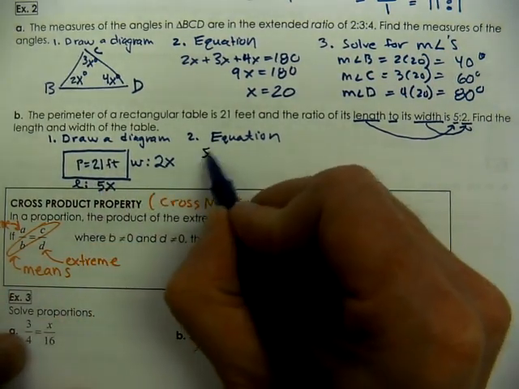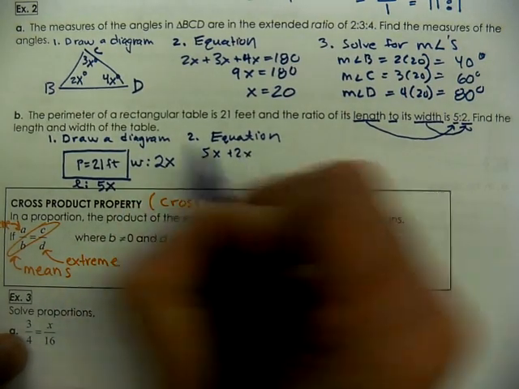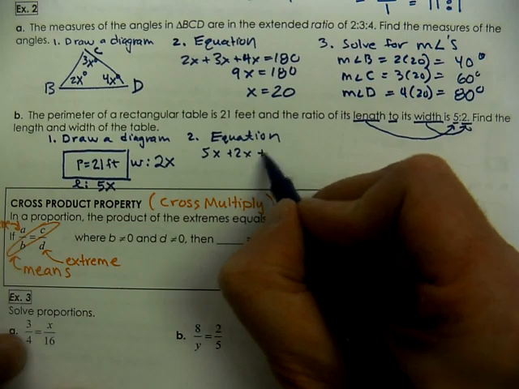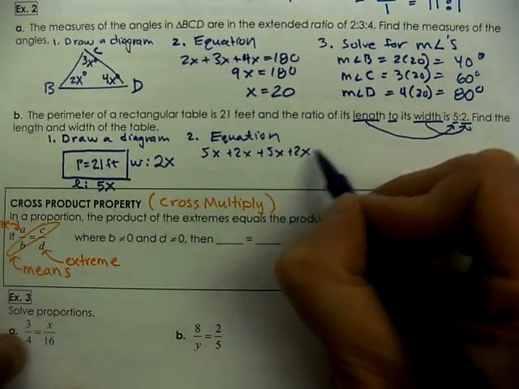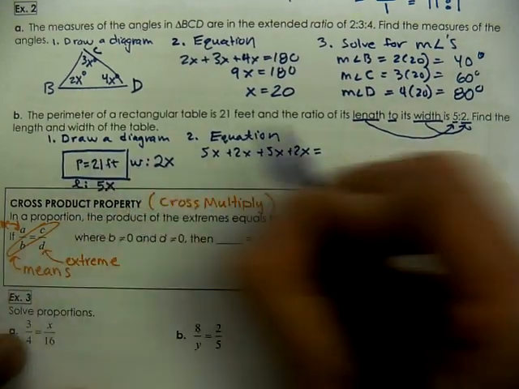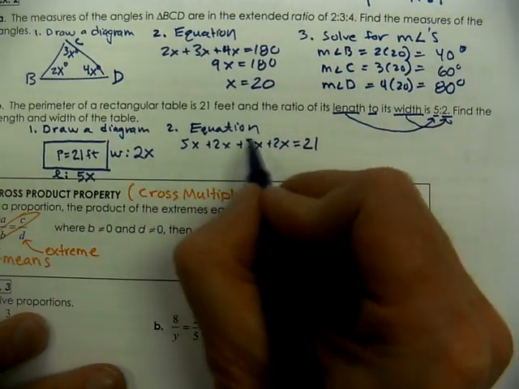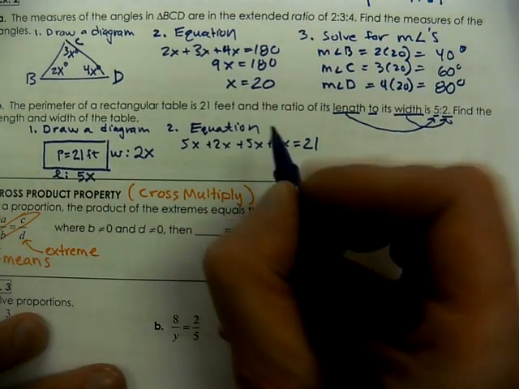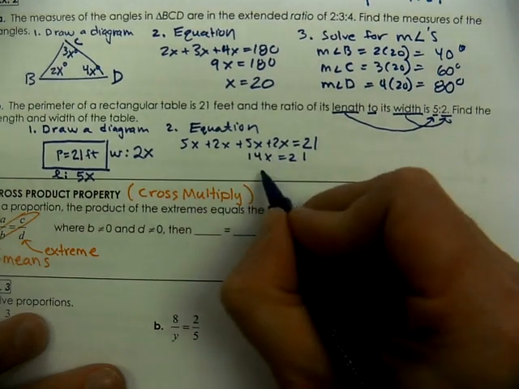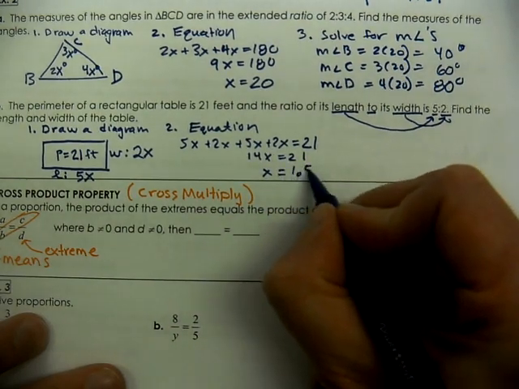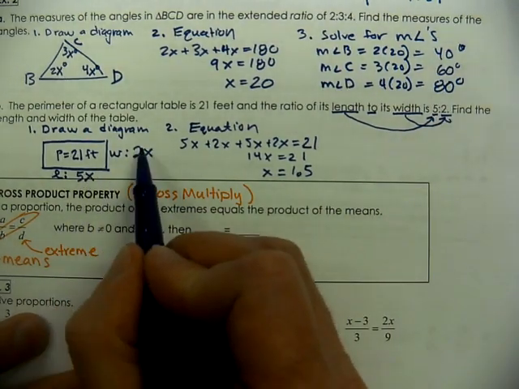So here's a length of 5x. Then here's a width of 2x. Then here's the top side, which is again a length of 5x. And then here's the left side, which is a width of 2x, right? So you add up all 4 sides and you set it equal to 21 feet because that's what the problem gave us. So now let's combine like terms. 5 and 5 is 10, and 2 and 2, that's another 4. That's 14x equals 21. So we're going to divide both sides by 14, and x is 1.5. So that means we're going to scale this up by 1.5 times.